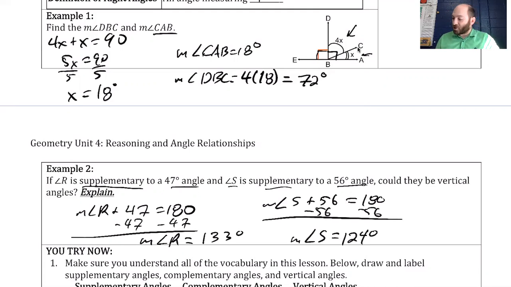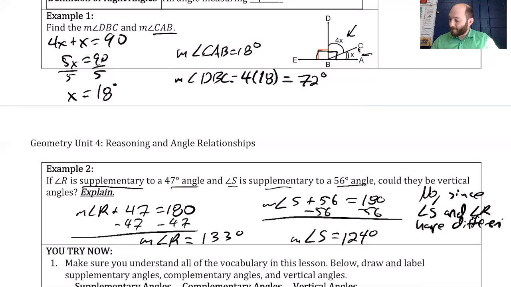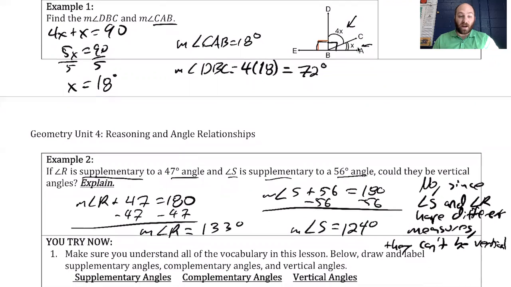So here's my follow-up question. Could they be vertical angles? No. What I established earlier is that vertical angles are congruent. These are different measures. So since angle S and angle R have different measures, they can't be vertical. Okay, so that's what we're establishing there.